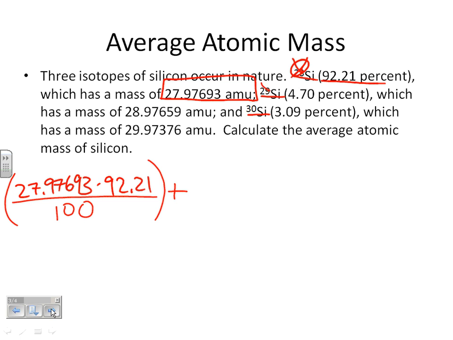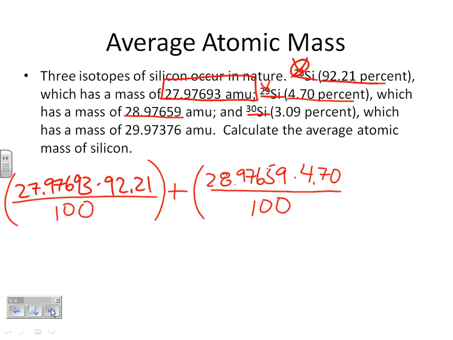Again, we don't want to use 29. We want to use 28.97659. We've got more information. Let's use the one that's more accurate. We're going to multiply it by the percent of this second isotope, the 4.70%, saying this one occurs 4.70% of the time. Divide by 100.